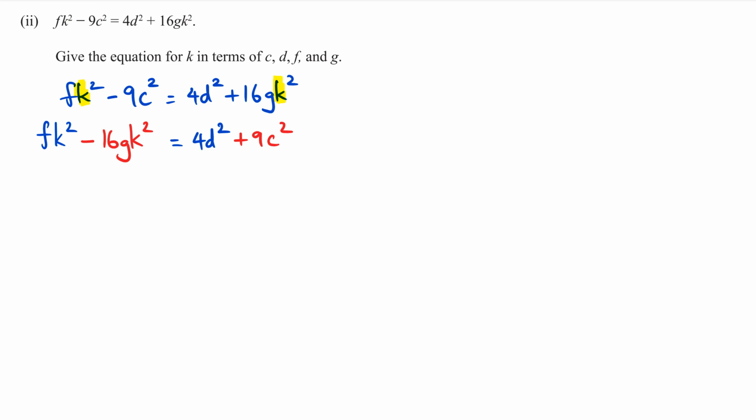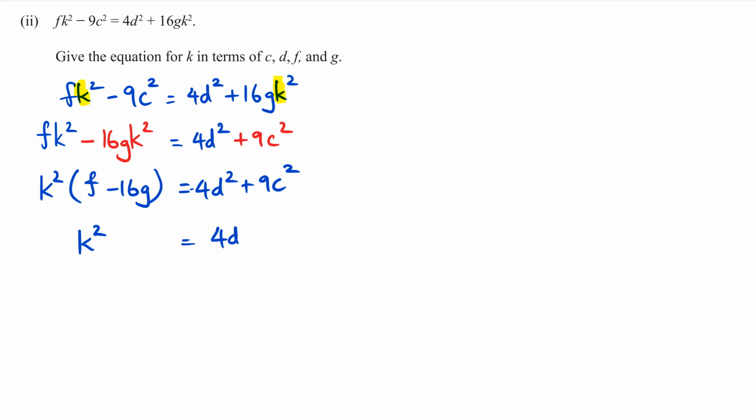The next step is we've got K squared on both of those terms, so we can actually take K squared out as a common factor. So we're going to rewrite it as K squared brackets F minus 16G, and this is now equal to 4D squared plus 9C squared. Now I can get rid of the bracket F minus 16G by rewriting this as K squared equals 4D squared plus 9C squared, and the whole thing is divided by F minus 16G.